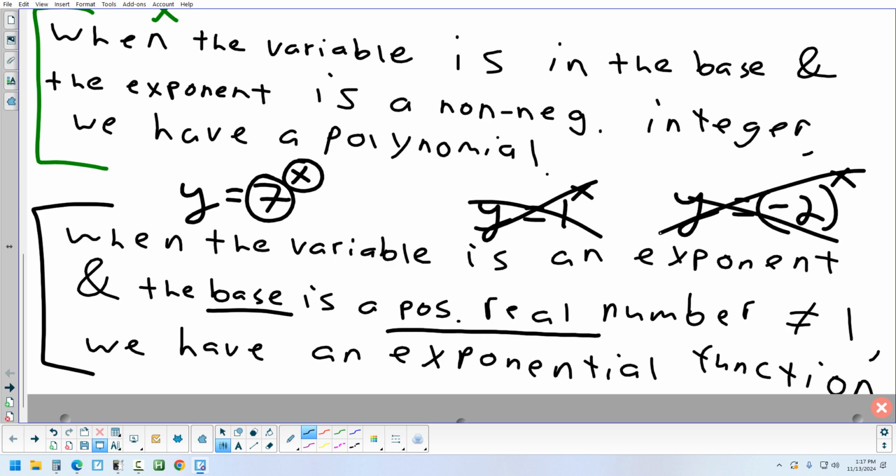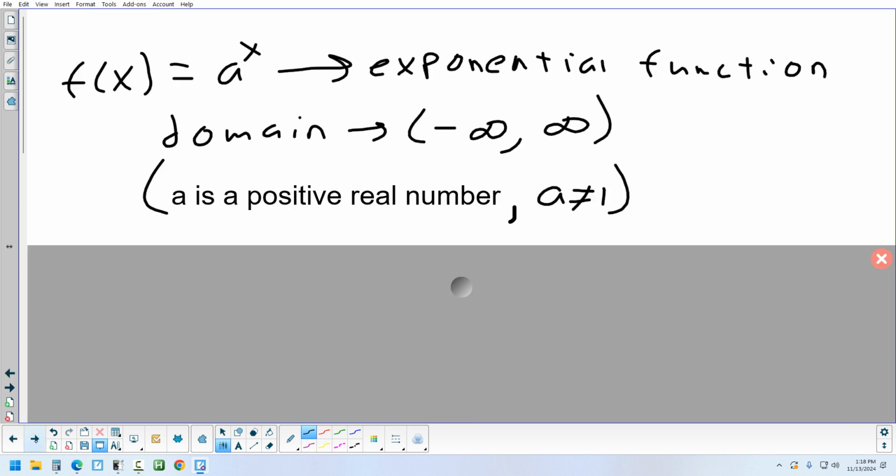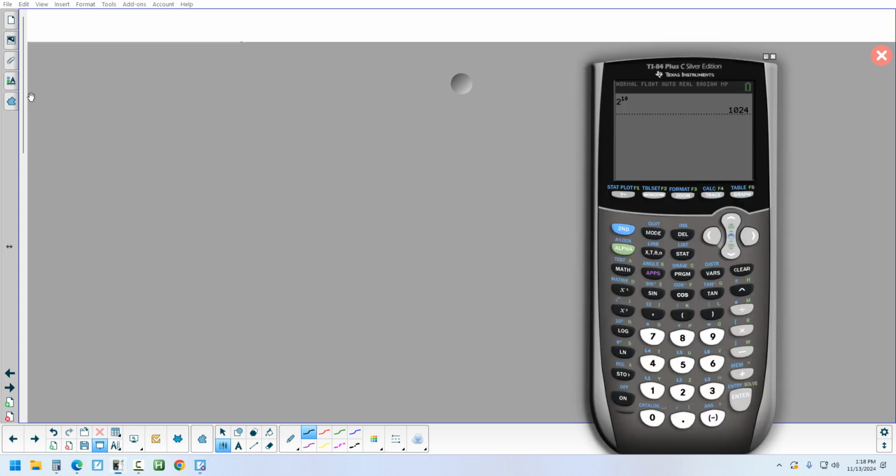Yes? What about something like 2 to the x plus 1? Yeah, you could have a number up there, like plus 1, as long as there's a letter in the exponent. Yep, you could have a plus 1 up there, that's okay. But you've got to have a variable in the exponent, and you have to have a base that's positive and not 1.